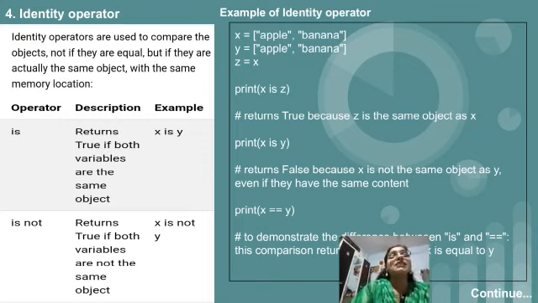In this case we have not written x equal to y equal to x, means they are different objects even though they have the same elements. This is the reason why for x is y the answer will be false, because x is not equal to y. Their content is same but the objects are different.